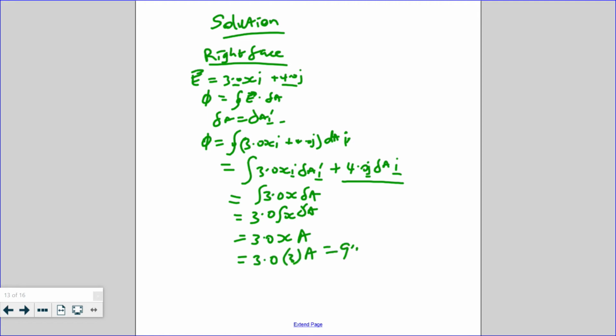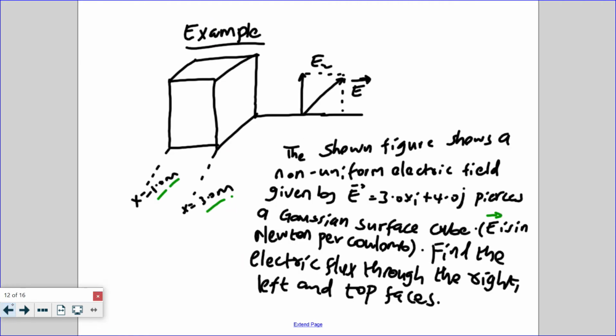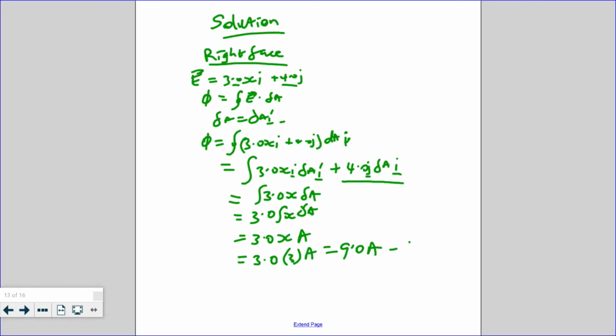For the area, we have x equals 3 and x equals 1, so 3 minus 1 is 2. The sides of a cube are equal, so the sides are 2, 2, 2, and the area is 2 times 2, which is 4. So 9 times 2 squared, which is 4, gives 36 newton meter squared per coulomb. That is through the right face.